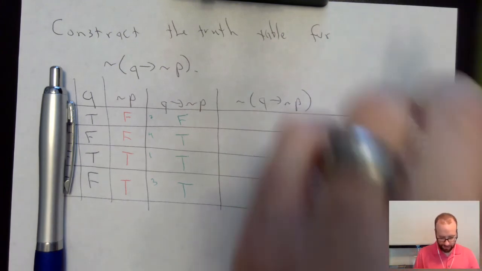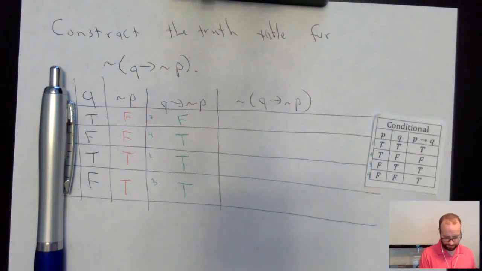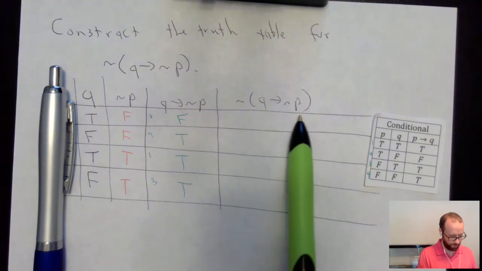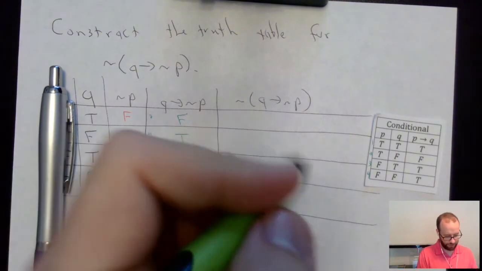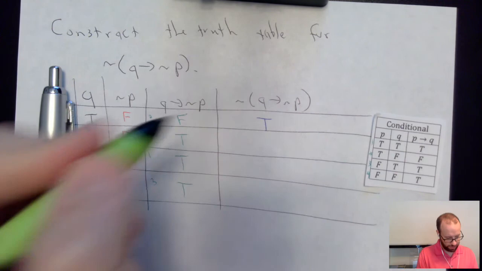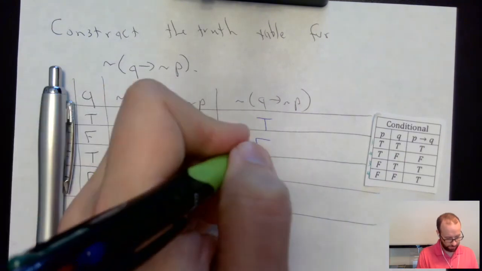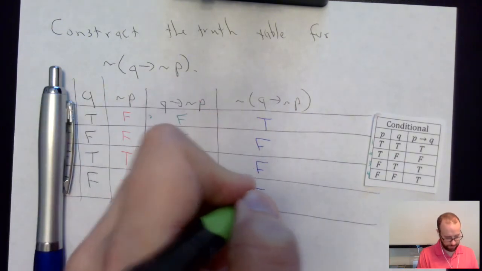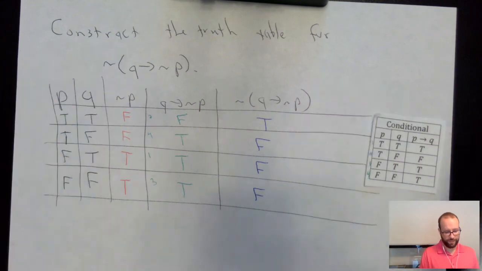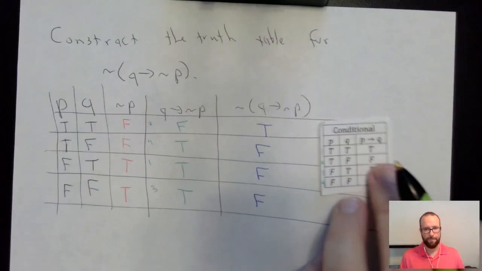Now at the end here, I just have to negate this thing, right? I've got if Q then not P right here. I'm just going to change these again using negation to true, false, false, false. And here's our completed truth table for it is not true that if Q then not P.